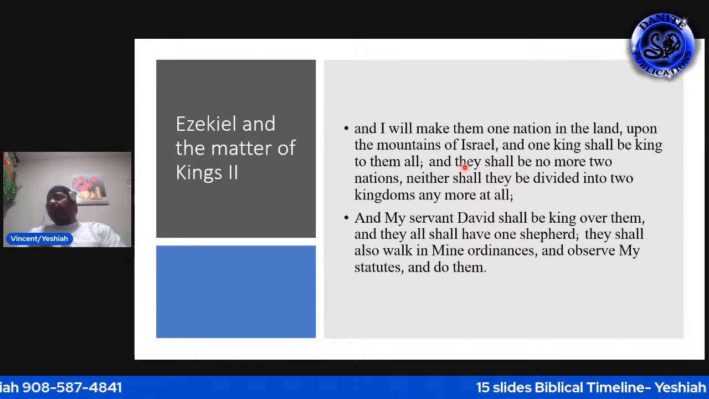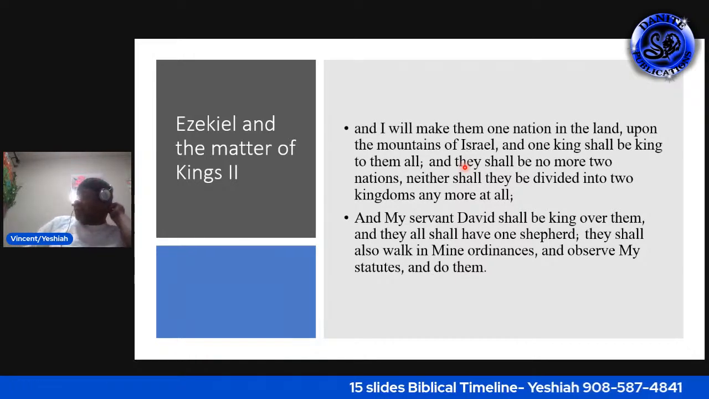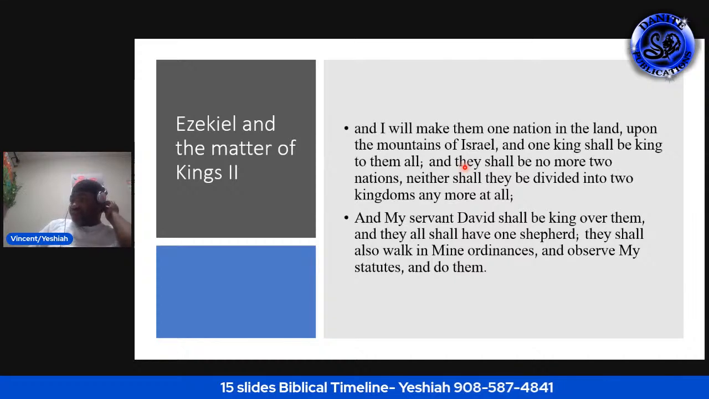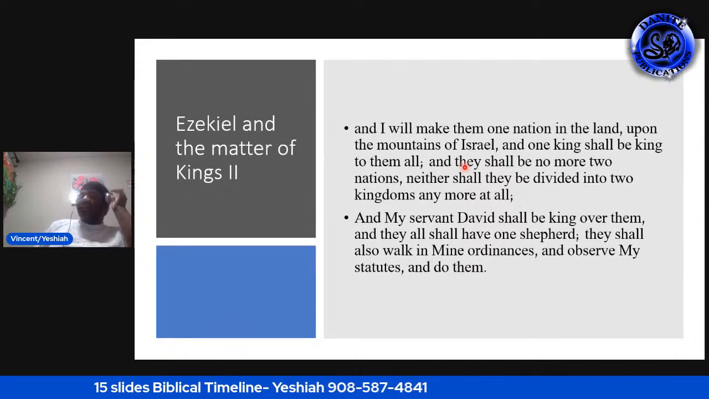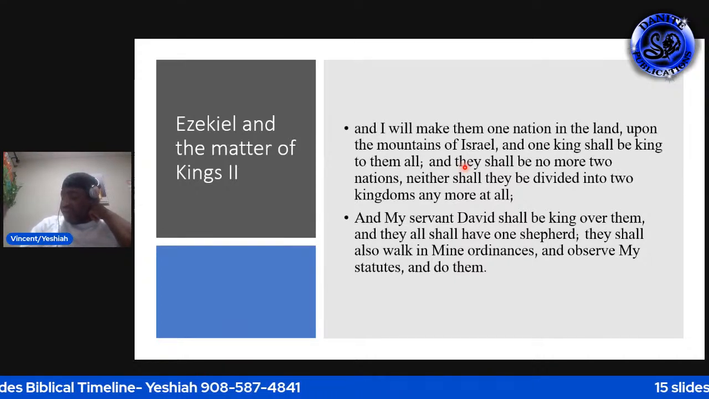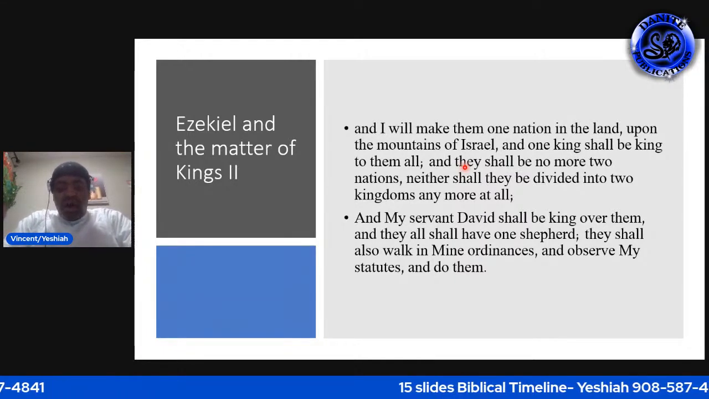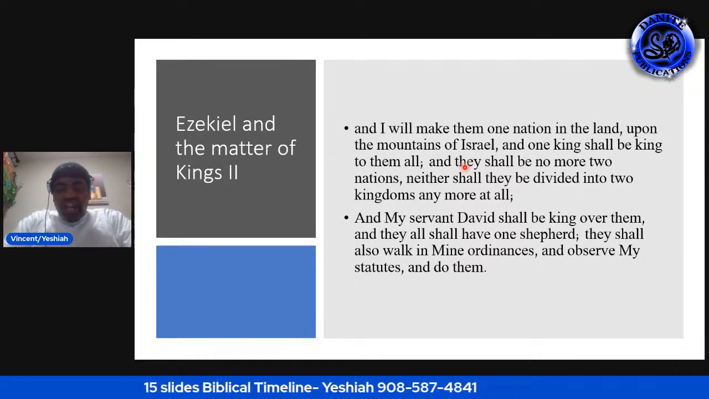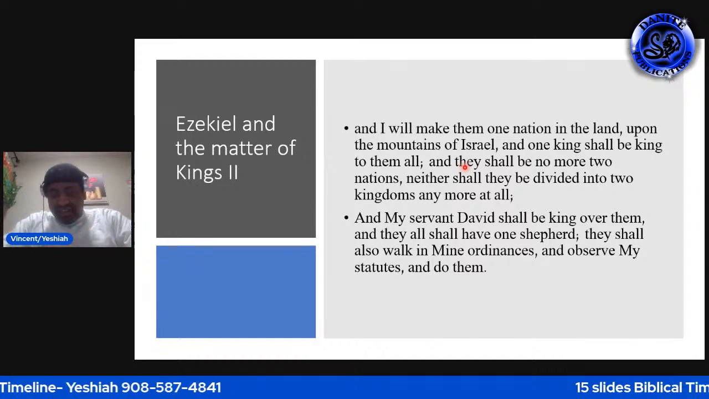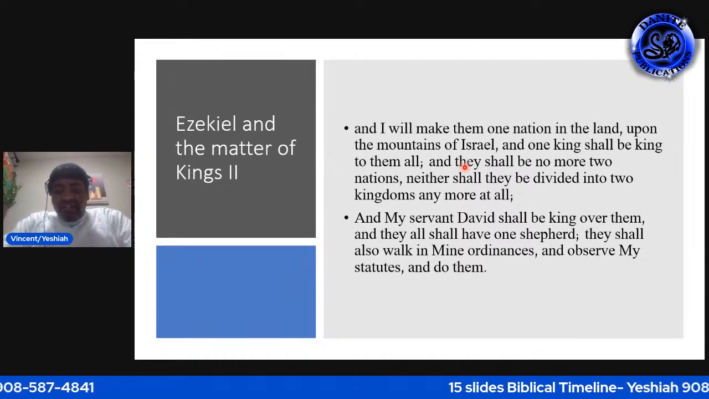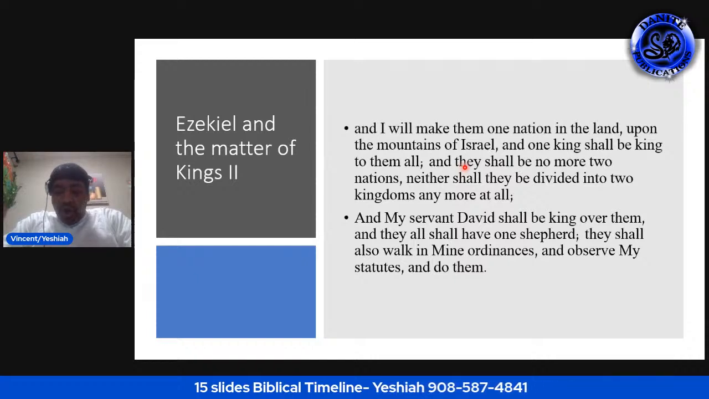Now, this is coming from the book of Ezekiel, chapter 37. Now, talking about prophecy and future and regnal dating, let's see what the Most High said of the history of Israel. And it says this: And I will make them one nation in the land upon the mountains of Israel, and one king shall be king to them all, and they shall be no more two nations, meaning like northern and southern kingdom. Neither shall they be divided into two kingdoms anymore. And my servant David shall be king over them. Who is it? My servant David.